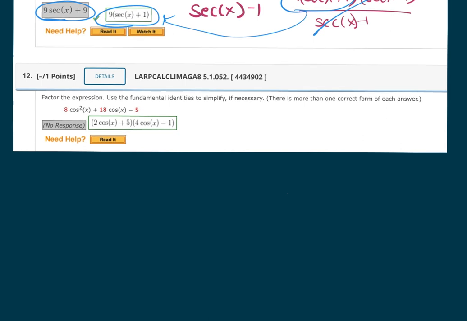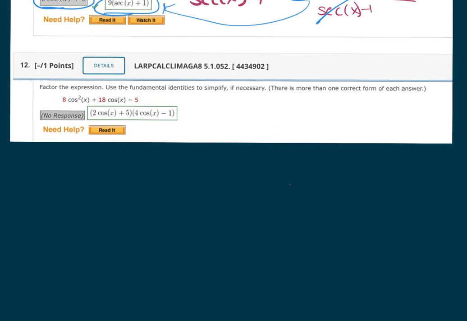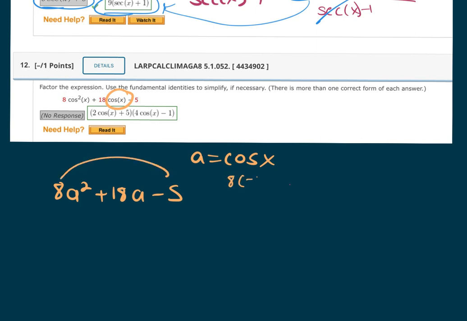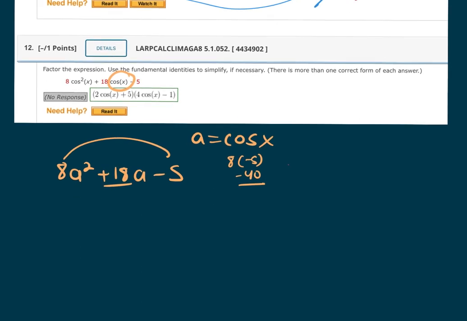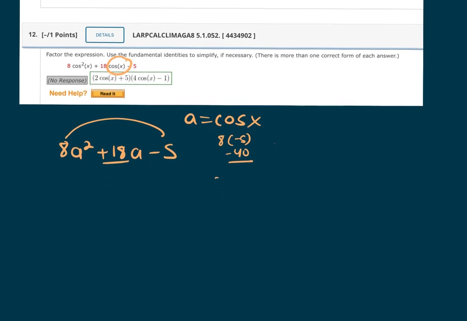All right, then 12 said factor the expression. So do you substitute in for A or do you keep them as cosines? I thought I had to do some quick add and identity. Oh, okay. Because they're both the same trig function, I would have made A equal cosine x, the middle one. So then it's 8a squared plus 18a minus 5. And then first times last here, factors of negative 40 that sum to 18 are negative 20, positive 2. No, positive 20, negative 2.